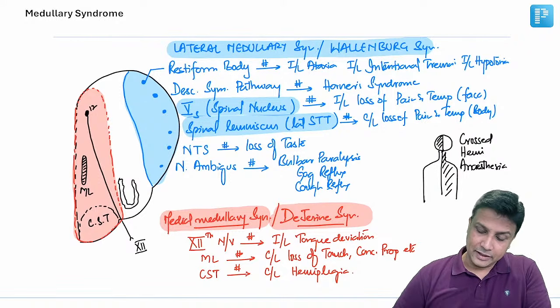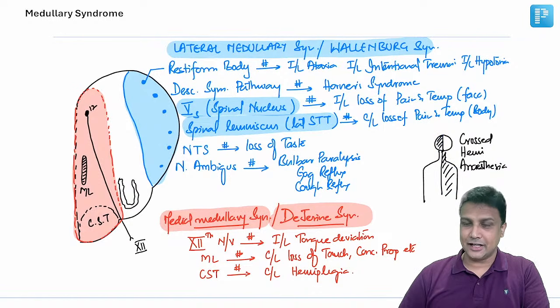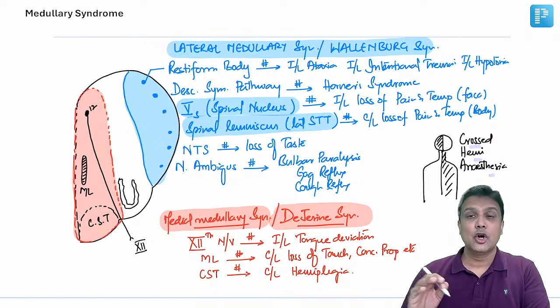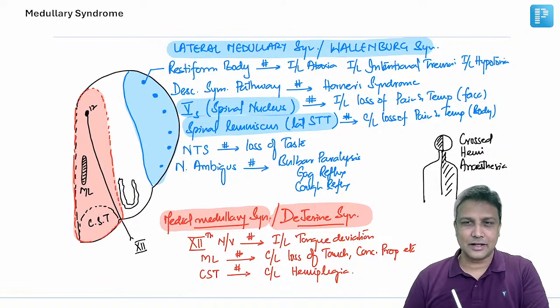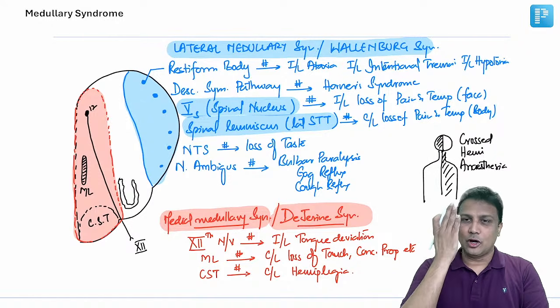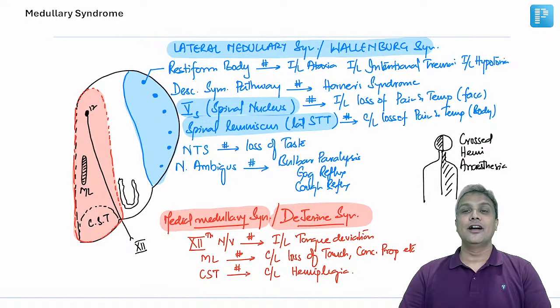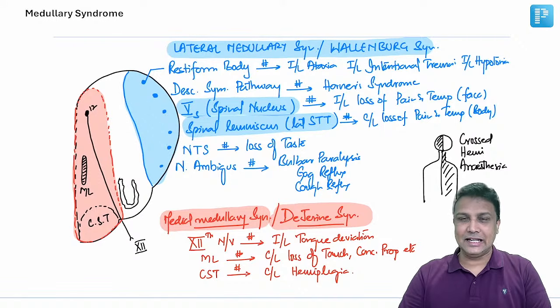So loss of pain and temperature from the face on the same side, ipsilateral side. Loss of pain and temperature from the body on the contralateral side. Okay, and this condition is actually referred to as crossed hemianesthesia. That is something really important about the Wallenberg syndrome. So loss of pain and temperature on the same side here in the face, and loss of pain and temperature on the opposite side of the body. And of course, it is known as the crossed hemianesthesia, which will be seen in the Wallenberg syndrome. That is a characteristic feature. And by that, you can easily identify in the MCQs there, guys.